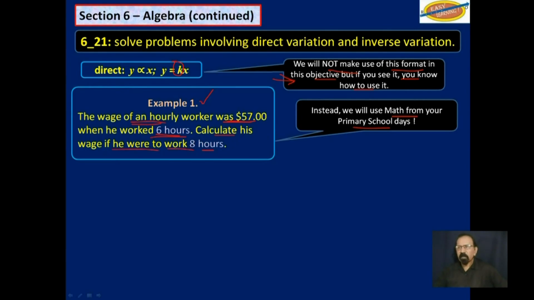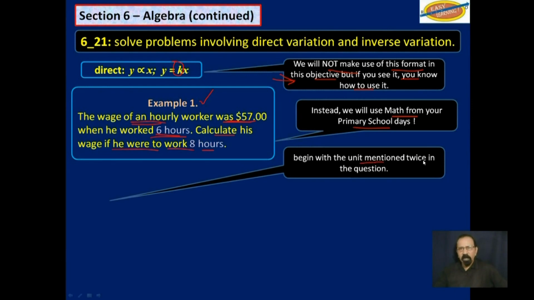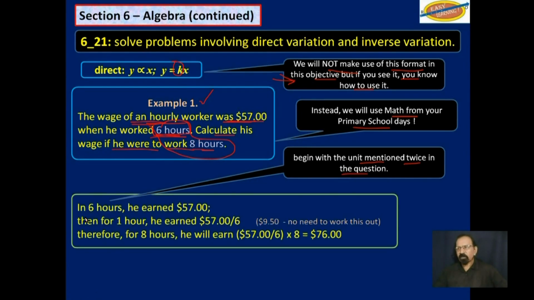Well, obviously, it will be more. So we have a direct relationship. So begin with the unit mentioned twice in this question. As you could see, hours are mentioned twice. But we will not begin with this 8 hours because we have nothing to go with it. So we will begin with the 6 hours because we know the wage there is $57. So we begin. In 6 hours, he earned $57.